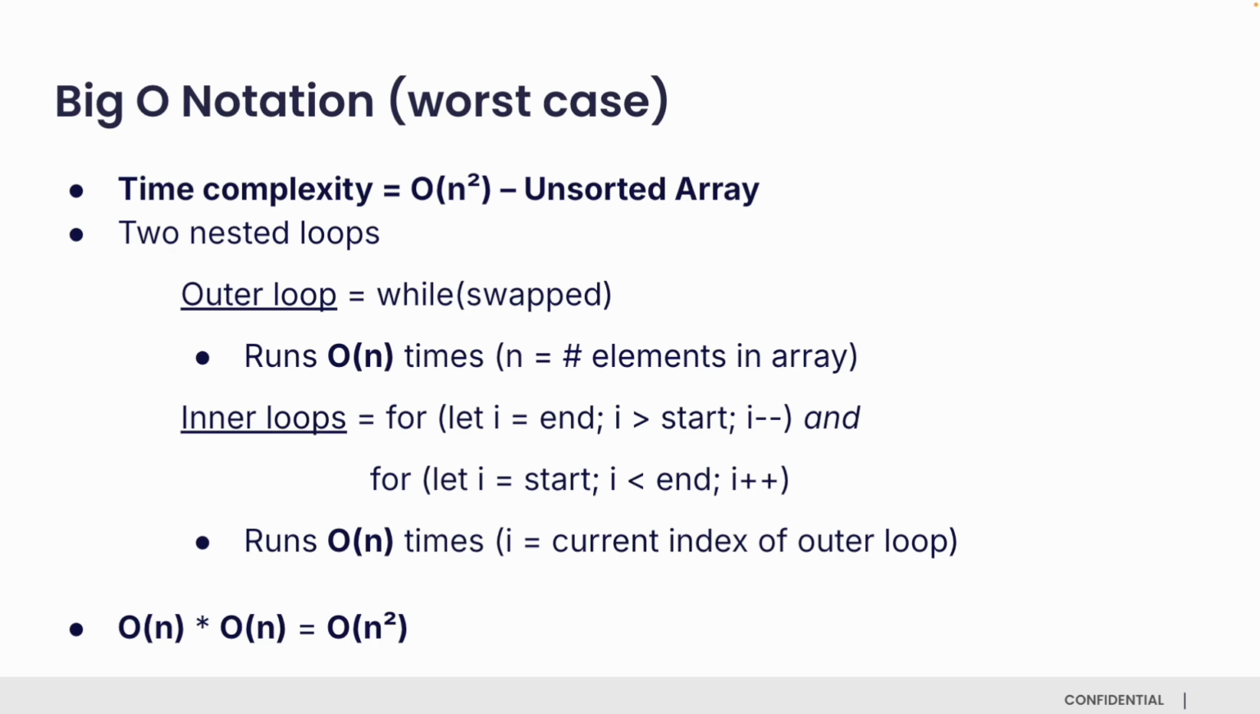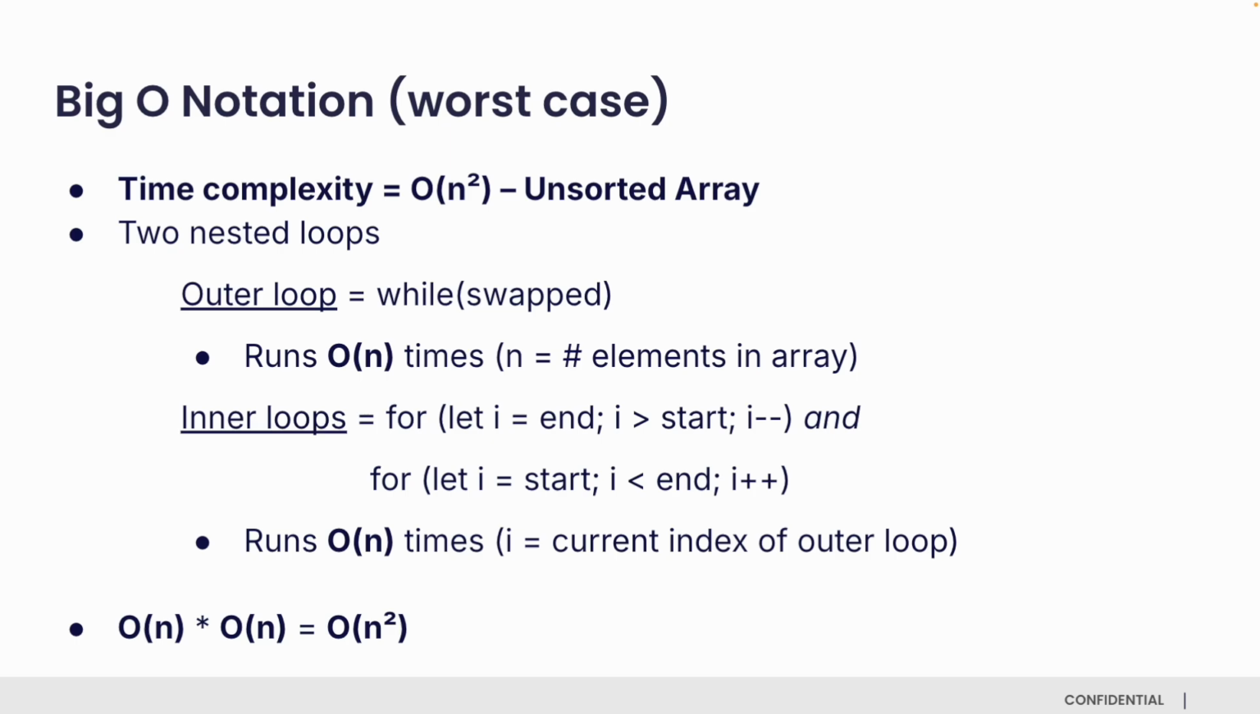Now let's break down the worst case time complexity of cocktail sort, which is going to be O of n squared. This happens when the array is completely unsorted and the algorithm needs to make as many comparisons and swaps as possible. First, we have the outer loop, the while swap loop, which is controlling how many times the algorithm scans the entire array. In the worst case, it's going to run O of n times, where n is the number of elements in the array. And on each iteration, it's going to reduce the range of unsorted elements from both ends.